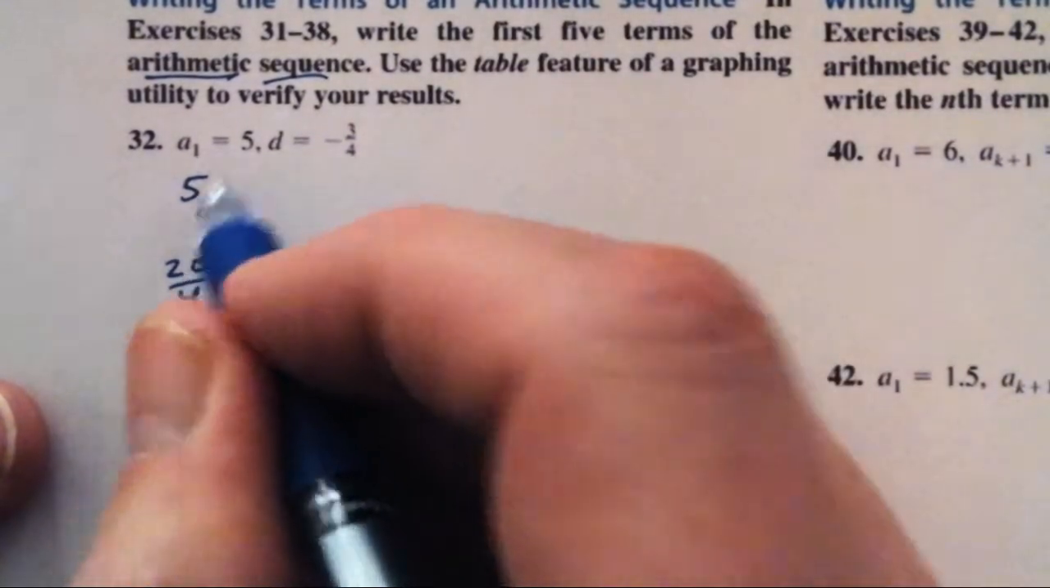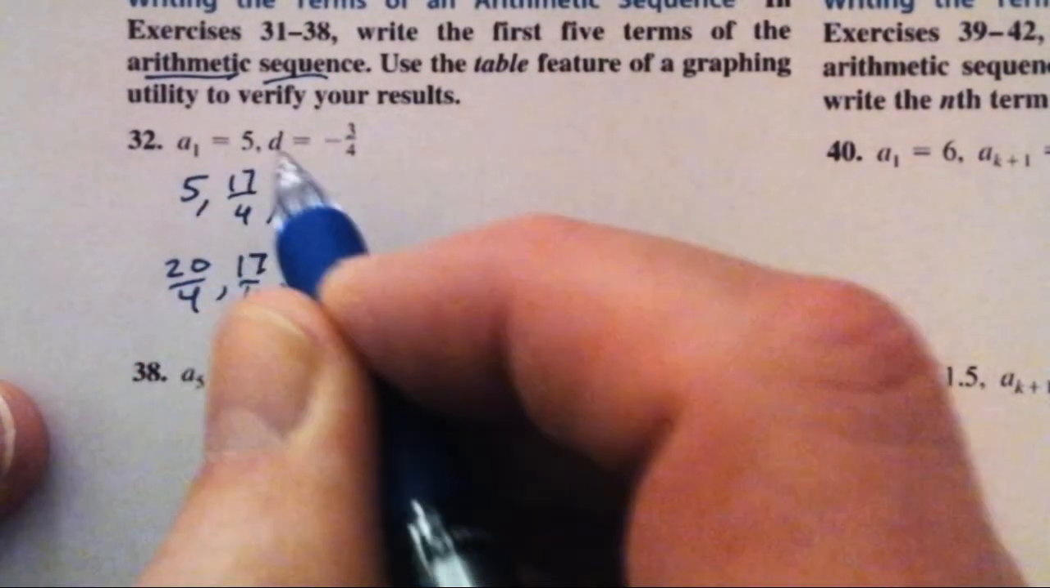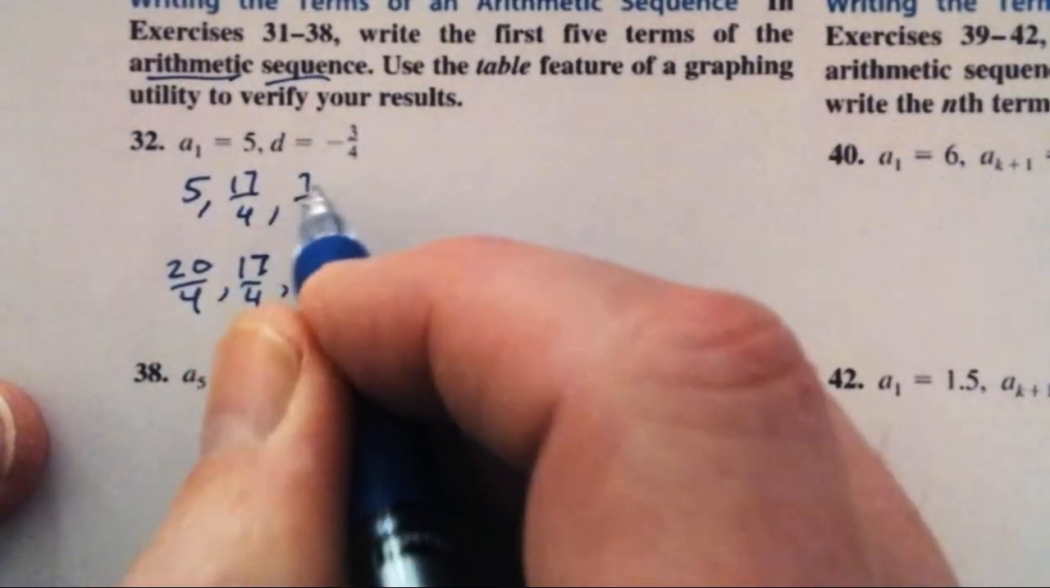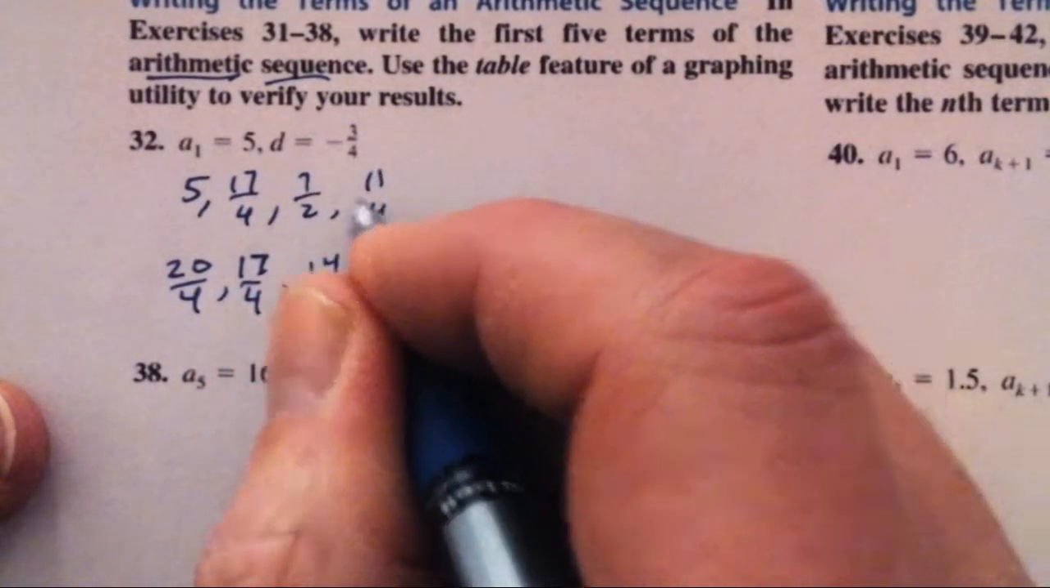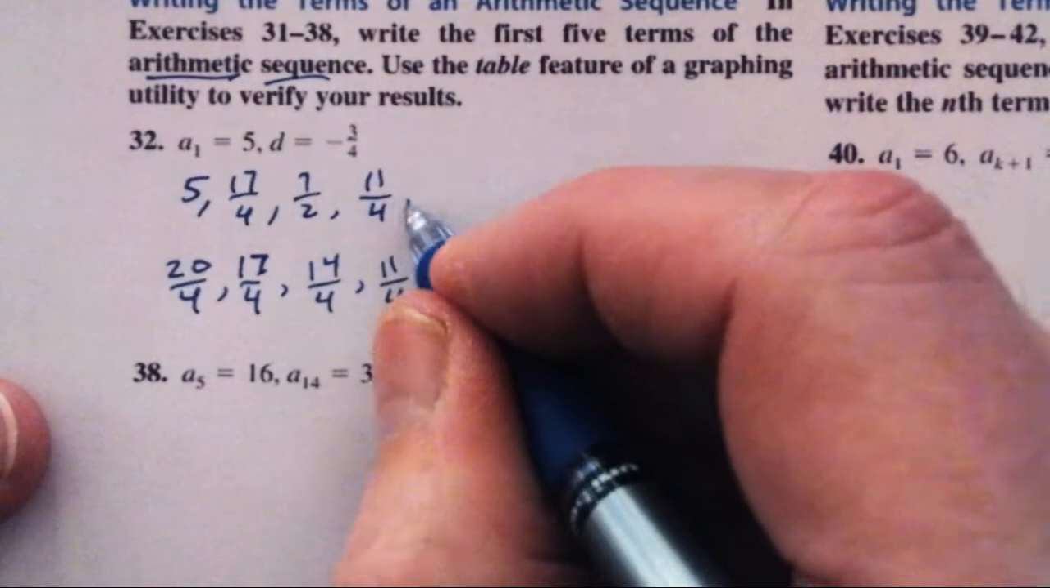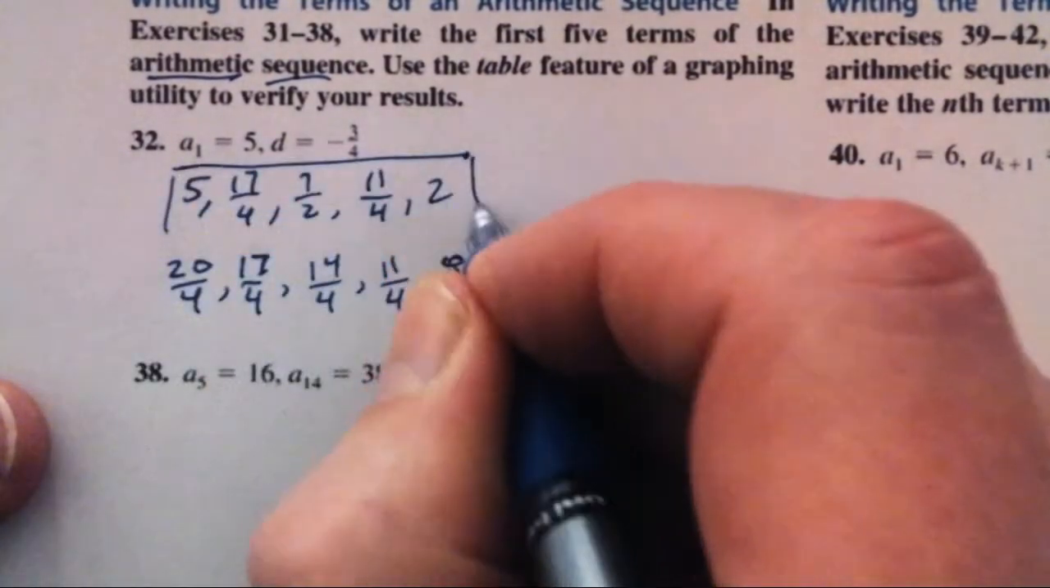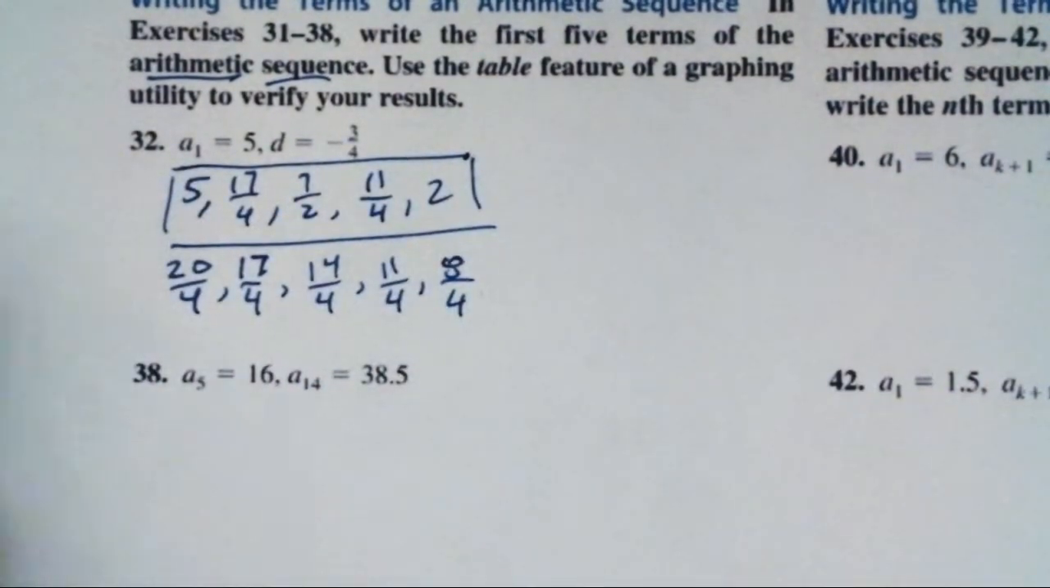So my terms are 5, 17/4, 7/2, 11/4, and 2. There's our solutions.